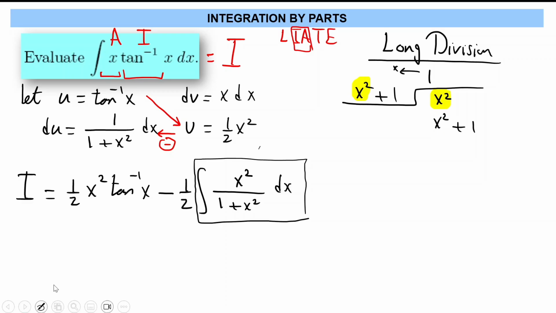Some students prefer to use the zero terms here, so they write plus 0x plus 0. If you like to do that, it's up to you. If not, you can easily do it this way. So this is x squared plus 1. Now here you multiply, here you subtract. So x squared minus x squared is 0. Here, let's say that we have plus 0. 0 minus 1 is negative 1. And this is the remainder.